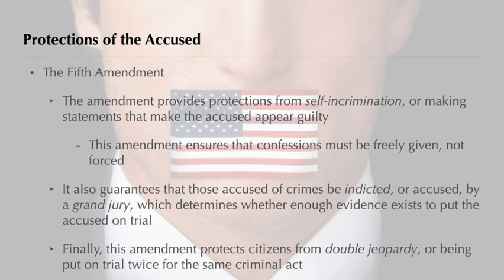The Fifth Amendment also states that persons accused of committing serious crimes, such as murder, must be indicted or accused by a grand jury. A grand jury determines whether there is enough evidence to put the person on trial. Citizens are also protected from double jeopardy, being placed on trial twice for the same crime. Thus, a person who has been found not guilty of a crime in a federal court cannot be put on trial again for the same offense.